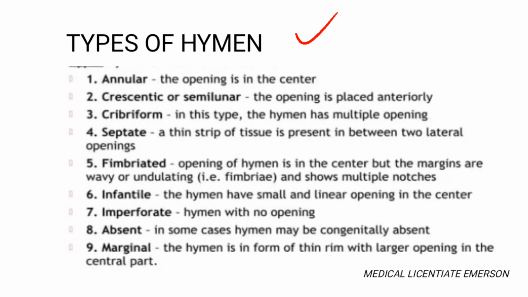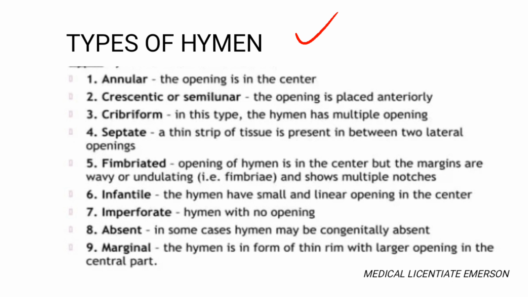openings. You can also have a fimbriated hymen, where the opening of the hymen is in the center, but the margins are wavy or undulating. That is a fimbria. It also shows multiple notches. You can also have an infantile one, where the hymen has a small and linear opening in the center. You can have an imperforate hymen, where the hymen has no opening.